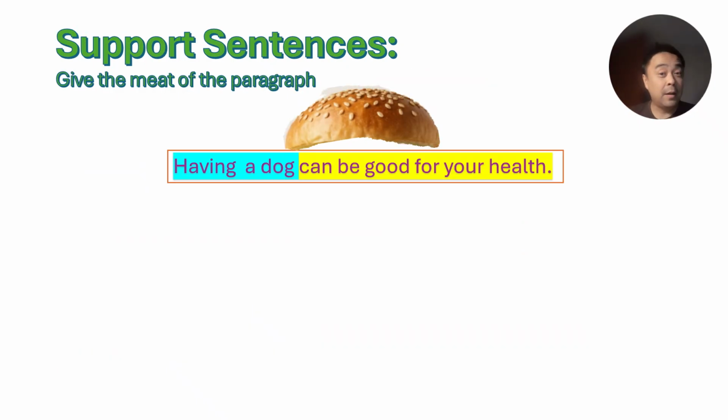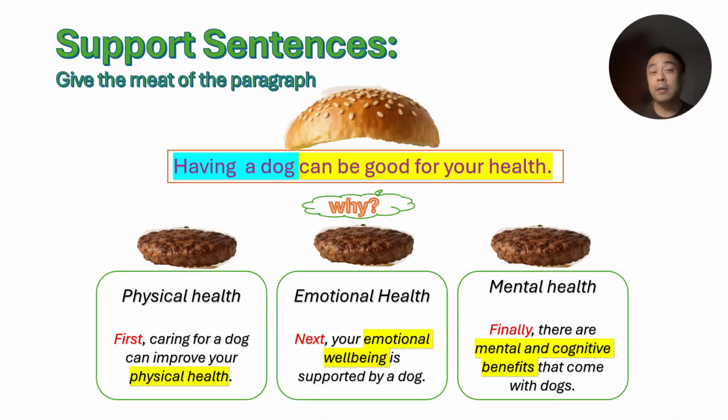Now that we have our topic sentence and we know we want to talk about dogs, specifically about why or how they're good for your health, let's look at the meat of the sandwich, the burger patty. So we can build our ideas by simply asking the question, why? Why is having a dog good for your health? Well, let's take a look. I can give three burger patties. Well, firstly, there's physical health. Then there's emotional health. And finally, it's good for your mental health.